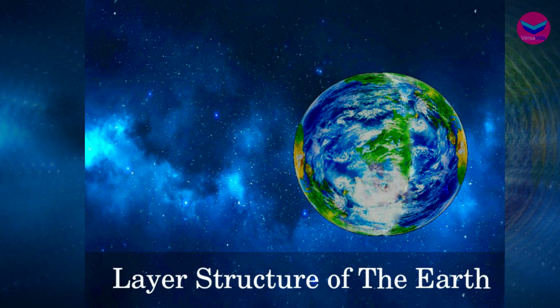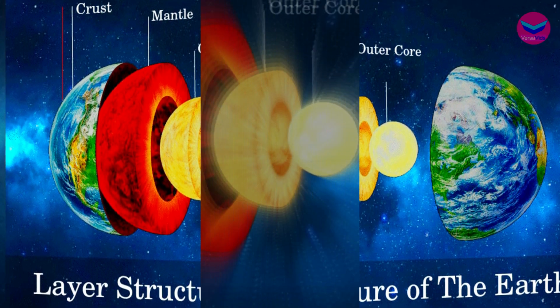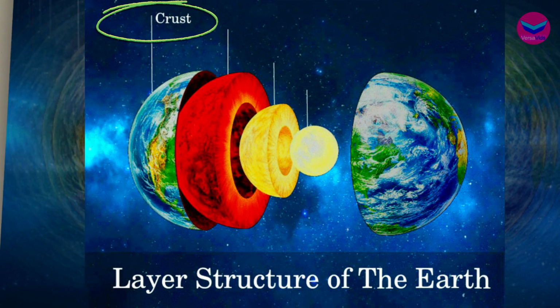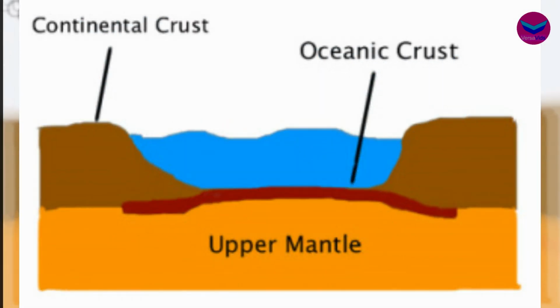The internal structure of the Earth is divided into three main layers: the crust, the mantle, and the core. Each layer is defined by its composition, density, and physical properties. The crust is the outermost layer of the Earth and has an average thickness of about 30 kilometers. The crust is composed of two types: oceanic crust and continental crust. The oceanic crust is thinner and denser than the continental crust.